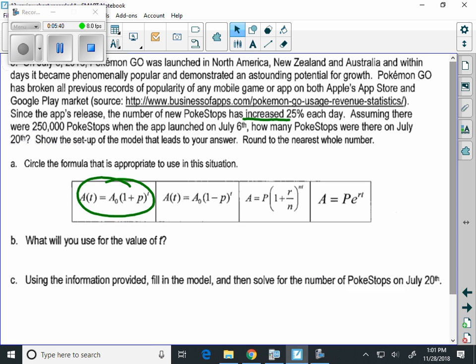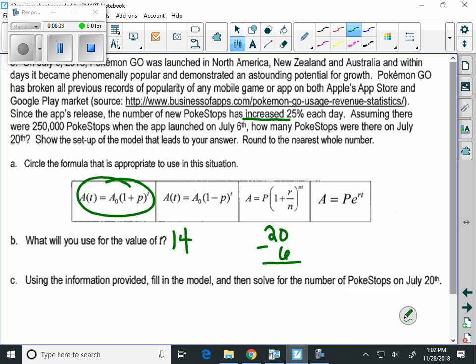And then it says, well, what will you use for the value of t? Well, what we have to do is, let's see, I need to go back and look at here. We've got the app launched on July 6th, and now we're looking at July 20th. So 20 minus 6 is 14. That's going to be our time.